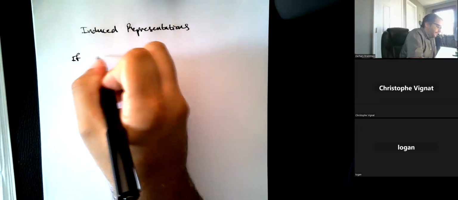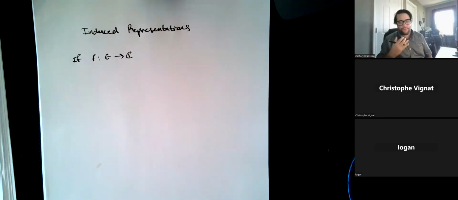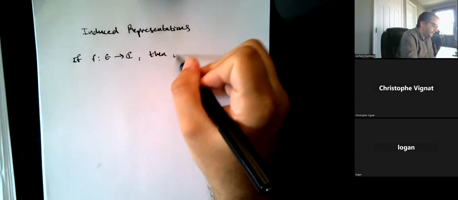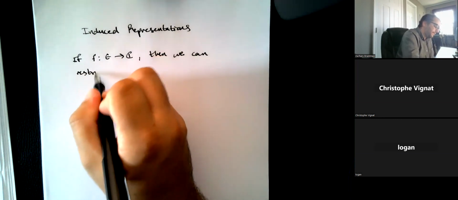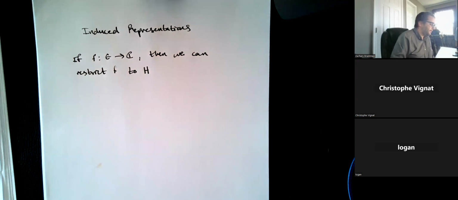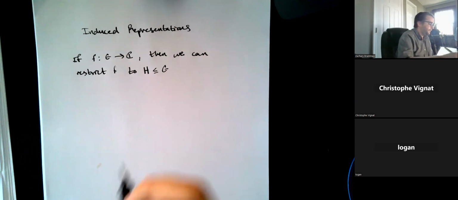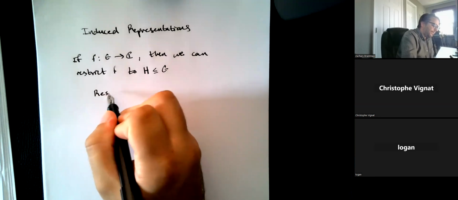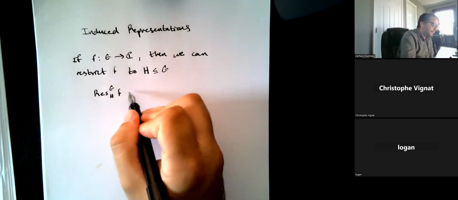Okay, so if f is a function from G to C, so it's part of the group algebra, then we can restrict f to H, a subgroup. So H is a subgroup of G. And this gives us a map, which we'll call the restriction map from G to H of f.